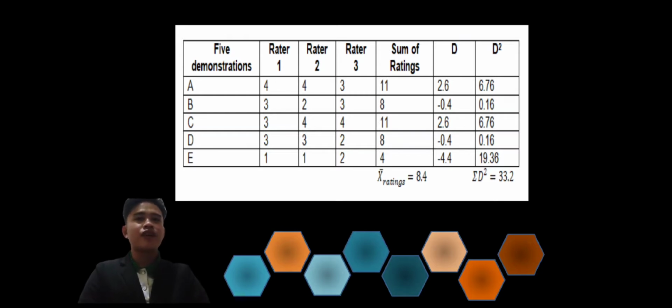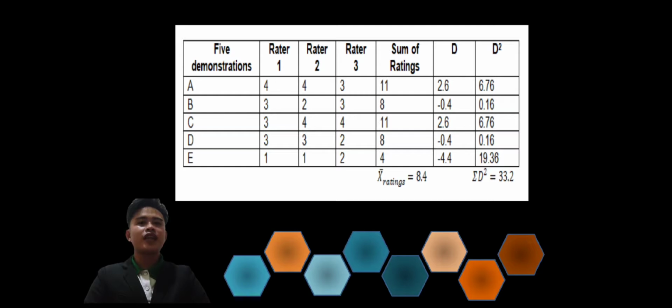First, we get the sum of ratings. We have 11, 8, 11, 8, and 4. And we get the mean or the X-bar ratings, which is equal to 8.4. And the D from subtracting 8.4 from the sum of ratings. And D squared by squaring the D.